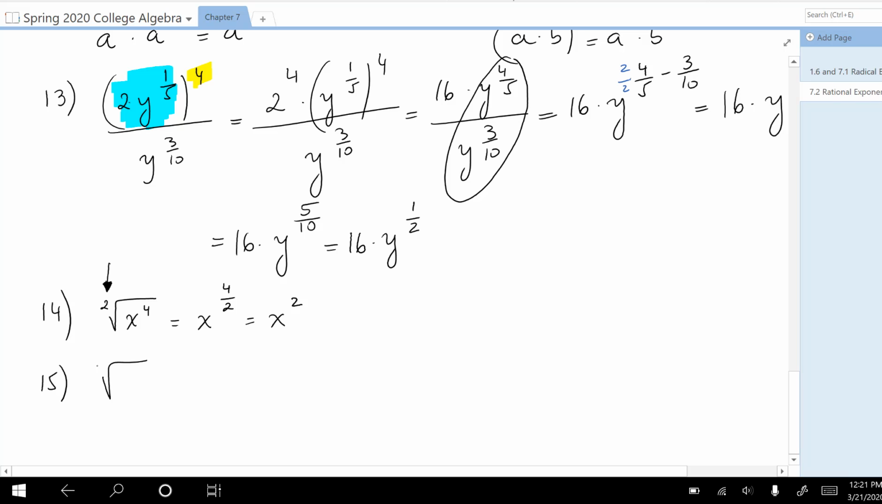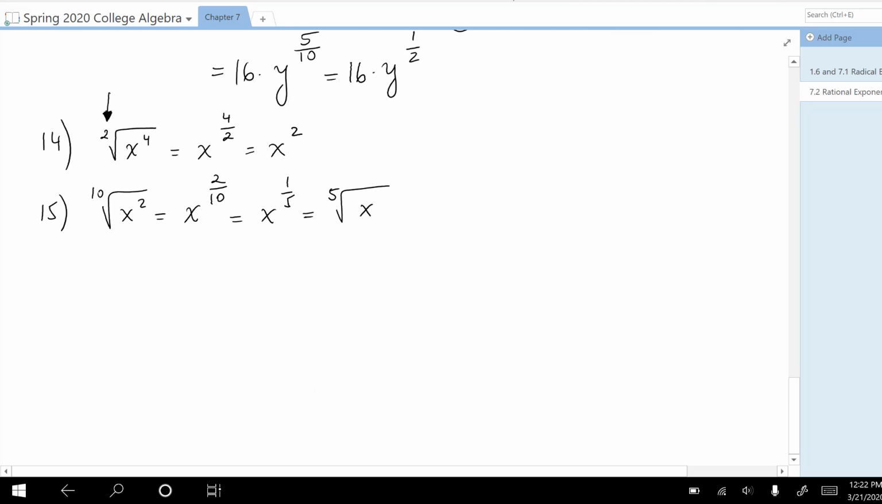Another one, 10th root of x to the 2nd. So it's x to 2/10, which is x to the 1/5, or 5th root of x. And one more, and that's all for today.